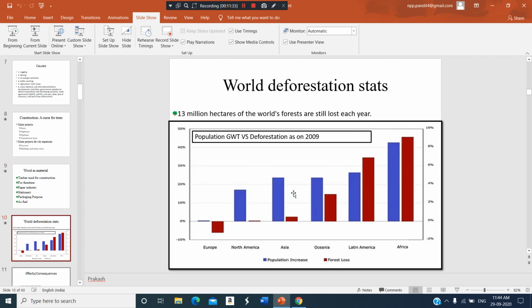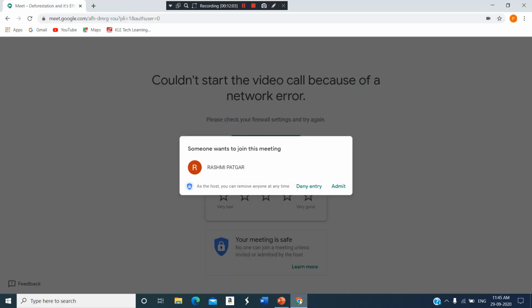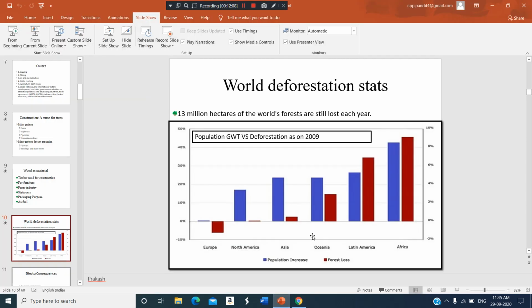I will show you one map, the world deforestation, region-wise, how it is happening, and as the population increases, see the increase in the population and forest loss, where you can see North America, in Asia you can see this is the population increase and the forest loss. Oceania, Latin America, Africa, everywhere you can see that with the increase in the population, more and more pressure is put on the forest, and that will cause a lot of problems.